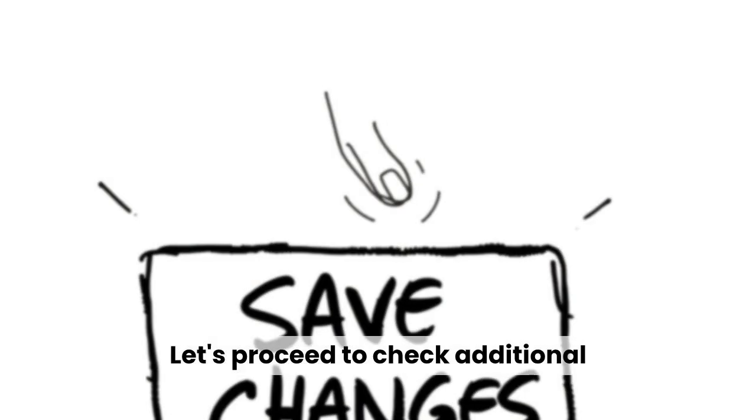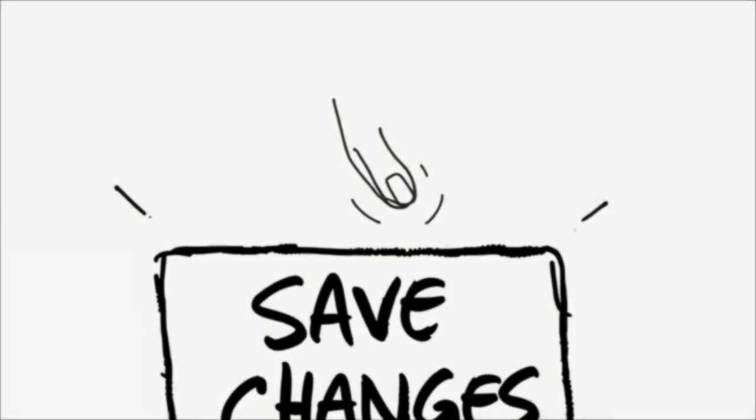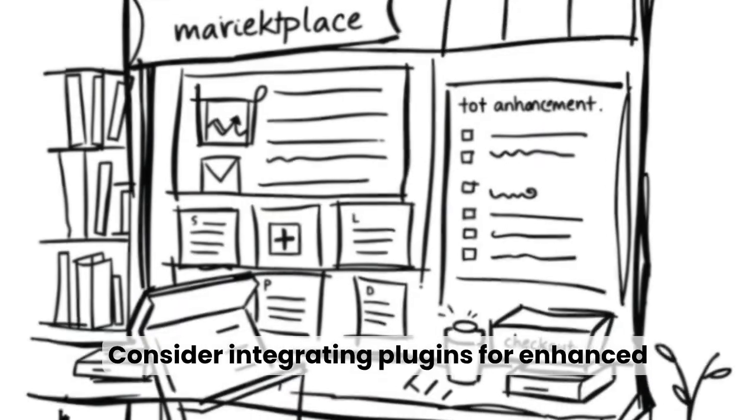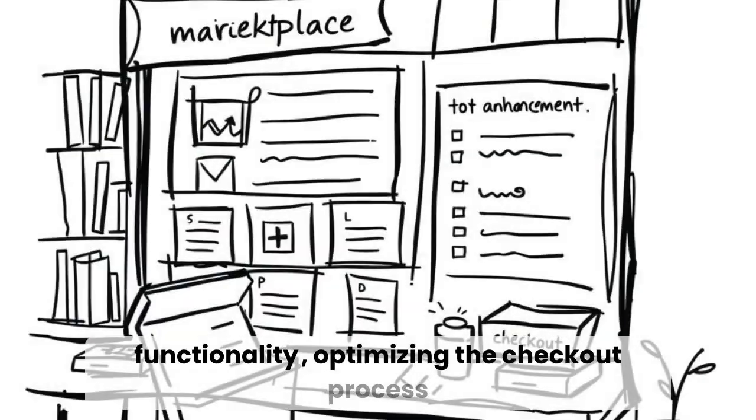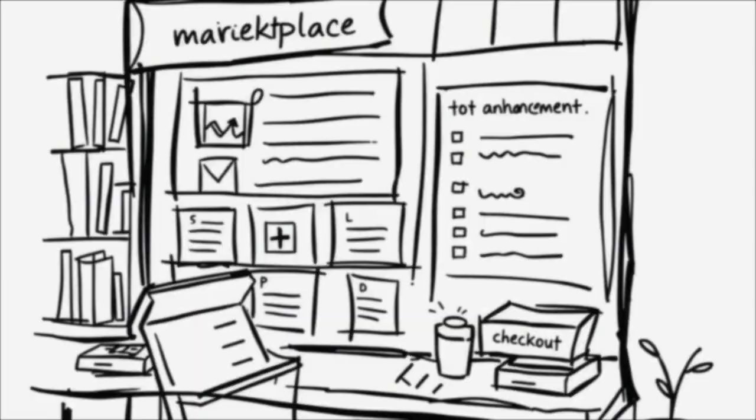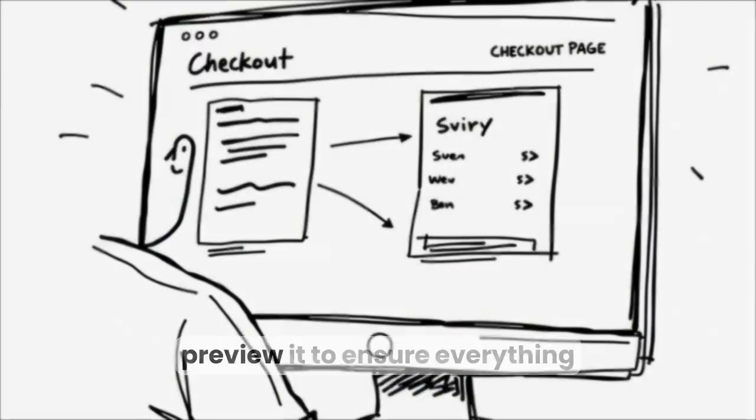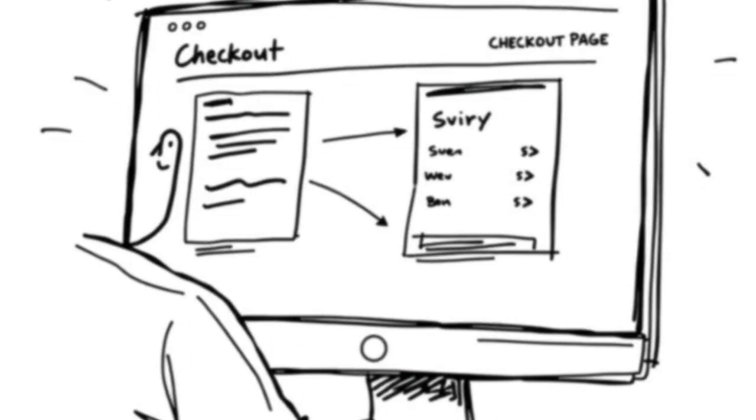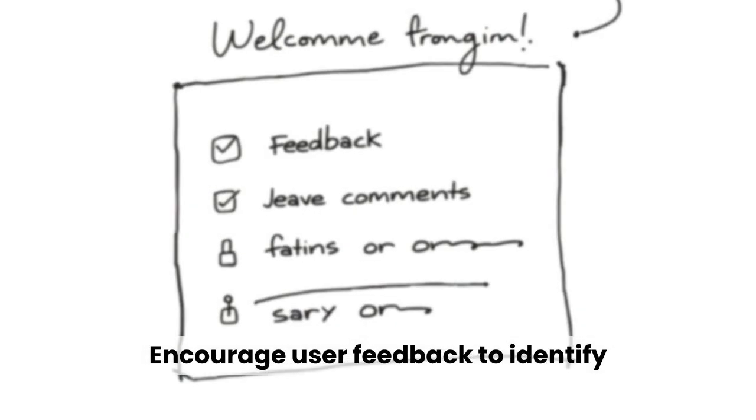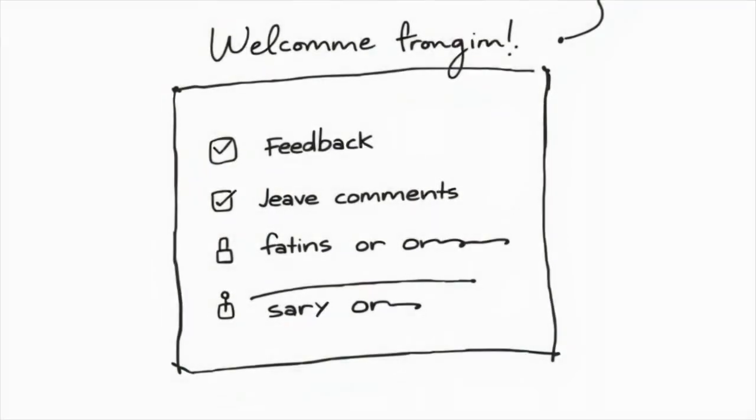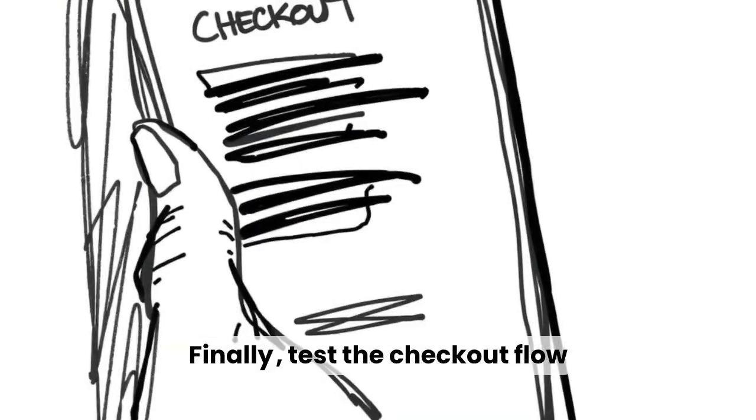Let's proceed to check additional customization tools. Consider integrating plugins for enhanced functionality, optimizing the checkout process further. After you customize your page, preview it to ensure everything looks right. Encourage user feedback to identify potential improvements. Finally, test the checkout flow as if you were a customer.